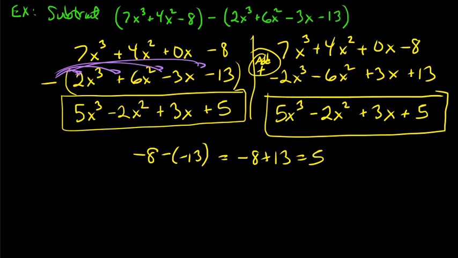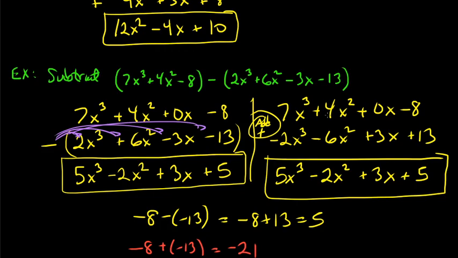So don't get confused with negative 8 plus negative 13, which would indeed be negative 21. But that's not the answer here. So subtraction is a little bit trickier than adding. It just means you're adding the opposite, adding the negative. That's going to come in very crucial later on when we do polynomial division.